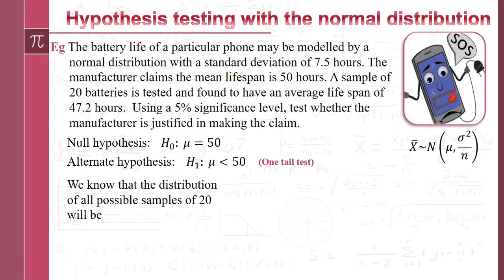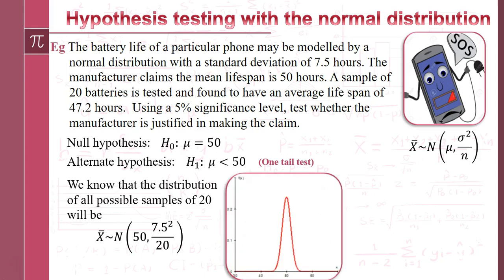And so we know from the distribution of all possible samples of 20, we're going to use this one over here, which is how our sample means are distributed. In this particular case, we've got our distribution of sample means, which has 50 as our mean, and there we go, standard deviation 7.5, so we've got 7.5 squared over 20. So that's the distribution for our samples of 20 phones. And it looks like that.